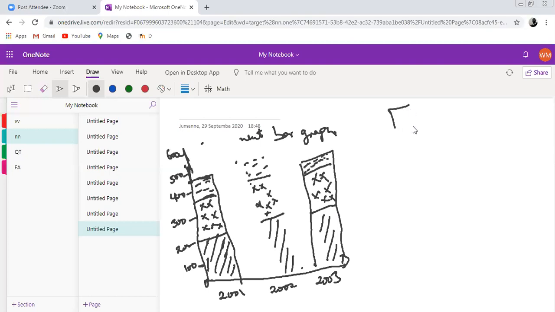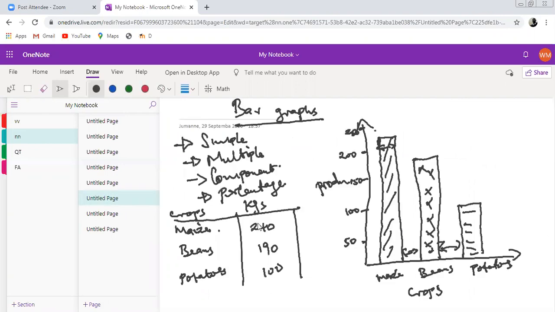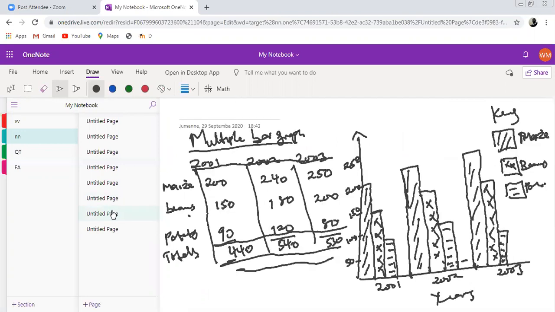Have a key. Say that this is for maize. This is for beans. And this is for potatoes. That is your component bar graph. So the bars are actually subdivided into components. Instead of having them in multiple form, the way we had them under the multiple bar graph, you have it on one bar, but each bar is subdivided into components. They are actually piled on top of one another.